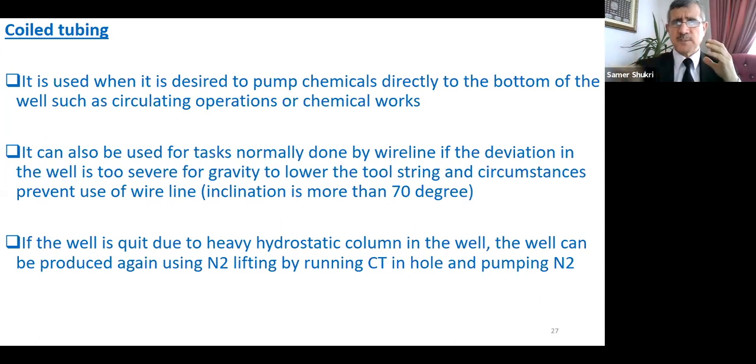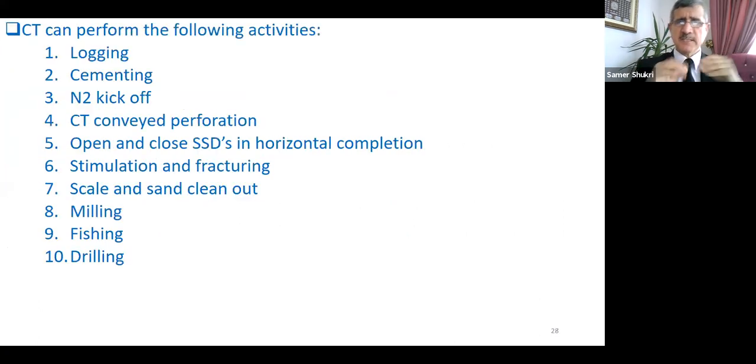So this process can be improved by using the coiled tubing, because with wireline we cannot pump anything, fluids or the like, but with coiled tubing we can do all of this. If the well is equipped, and due to its hydrostatic column it is heavy, higher than formation pressure, we can pump nitrogen to offload the hydrostatic head that is exerting on the formation.